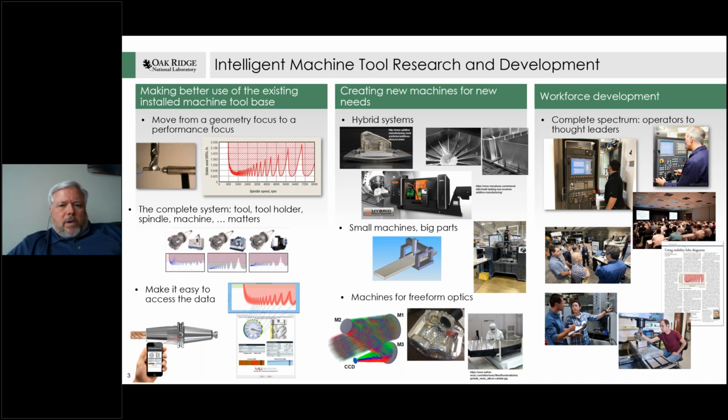The second big category would be creating new machines for new needs, machines that don't exist for the things that we want to do. You can see there in some of the photographs that would include hybrid machine tools, additive and subtractive in the same machine, but would also include things like small machines making big parts. You can see a cartoon picture of one of the machines that we have in mind for making a large scale linear component. And then on the right of that, you can see a photograph of the machine under construction.